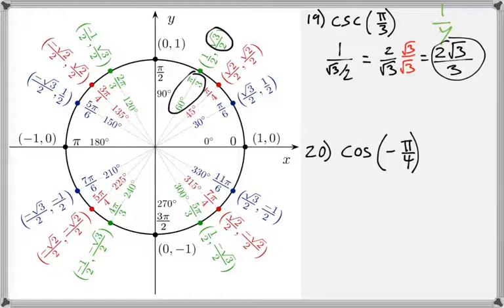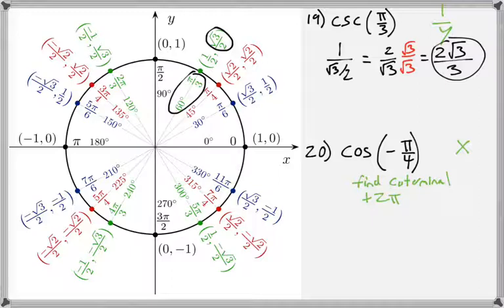Cosine, this is just the x value. Negative pi over 4 is not on the unit circle, so I need to find a coterminal angle. So I'm going to add 2 pi. When it's negative, you want to add 2 pi or 360. When it's a super big angle, you want to subtract 360 or 2 pi.